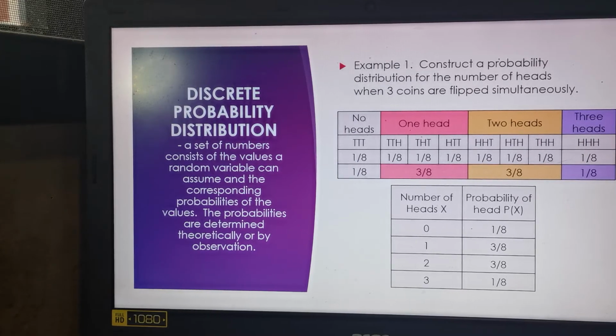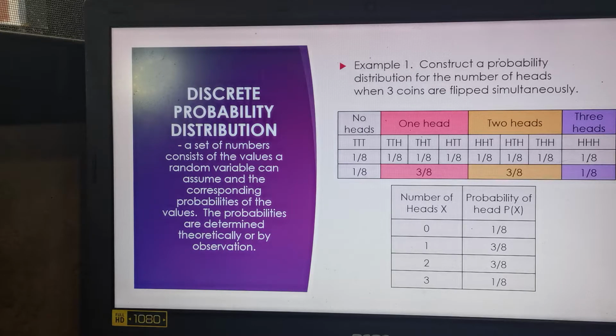This discrete probability distribution is used in decision making in businesses, insurance, and other real life situations, pertaining to possibilities. Okay, so let us have our first example.